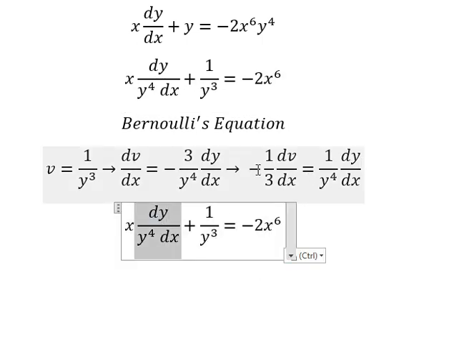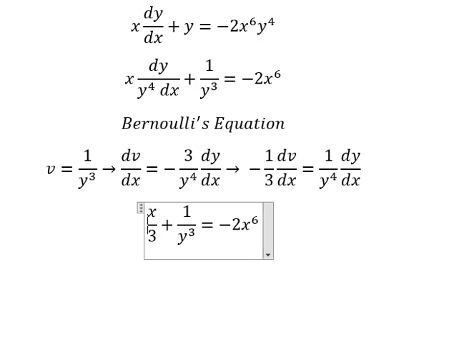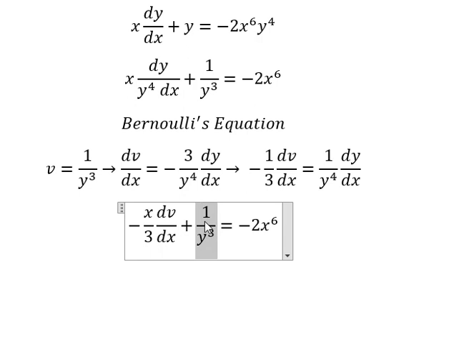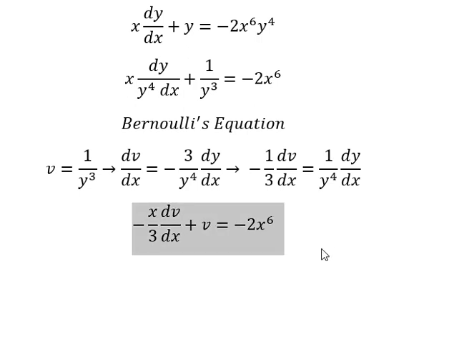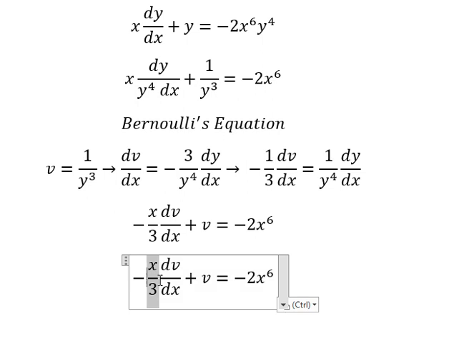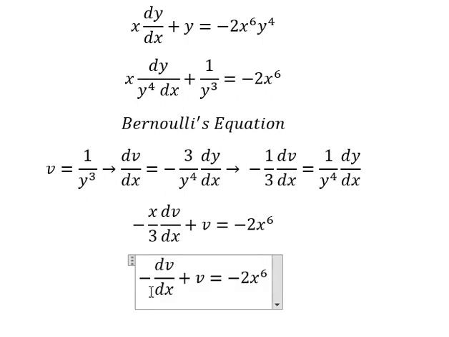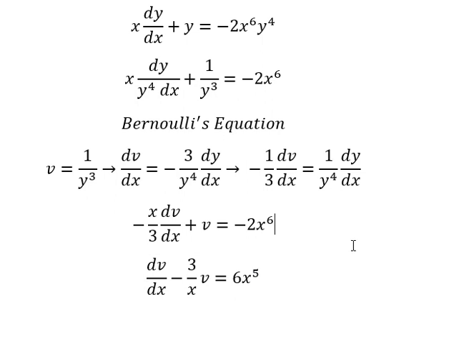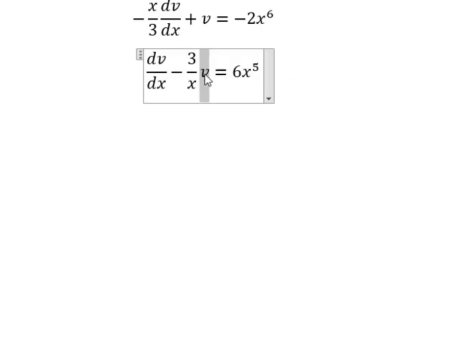This one we change by this one. This one we change by v. Later, we divide both sides by negative x over 3. Next, we have v and the derivative of v.